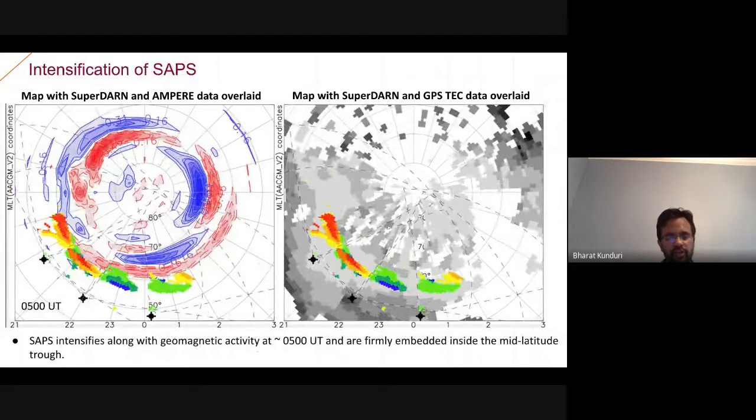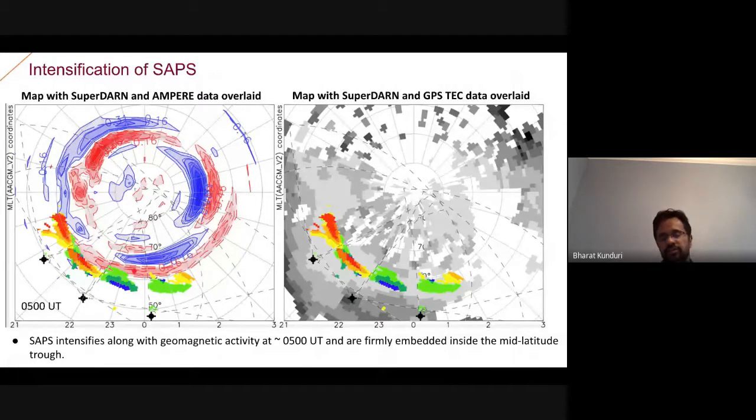So I'll now move on to another time instance here, which is about 05 UT. It's a very intensified SAPS flow. I think these are line of sight velocities, and they were exceeding 800 meters per second, 700 meters per second. The flows are still embedded inside a very well-defined mid-latitude trough, but only a section of the flows are co-located with the downward region 2 current system. The other section is co-located with the upward region 2 current system.